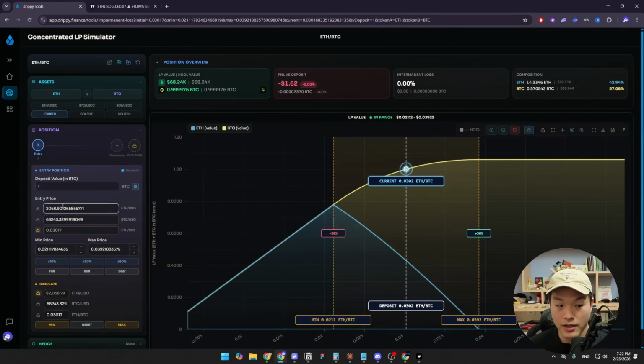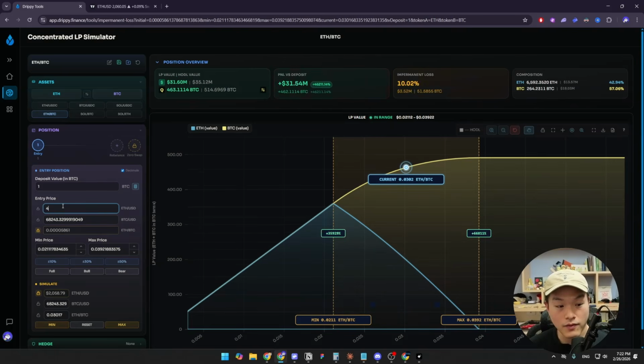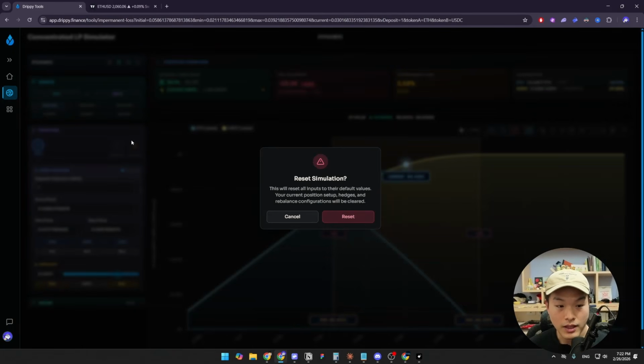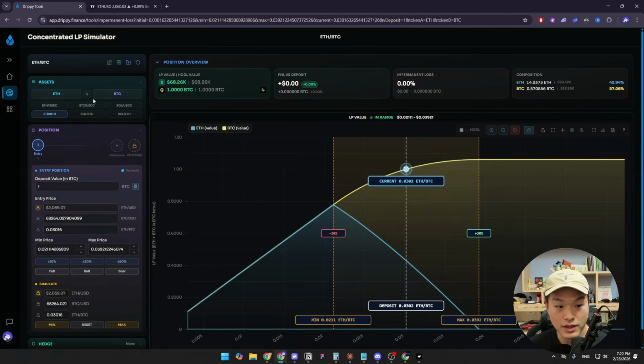So if I unlock this button and move ETH to $4,000, for example, then this number would move up to about 0.045861, right? But that's not what I want to do in this scenario. So I can refresh it really quickly here and reset everything. And let's go to ETH to Bitcoin.